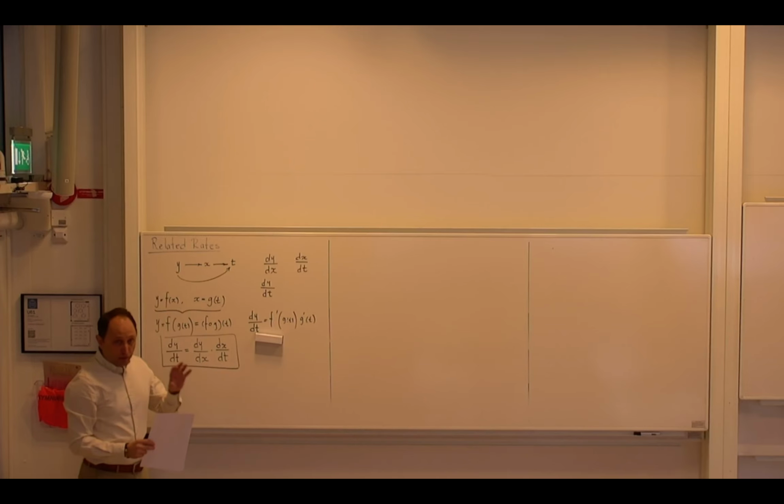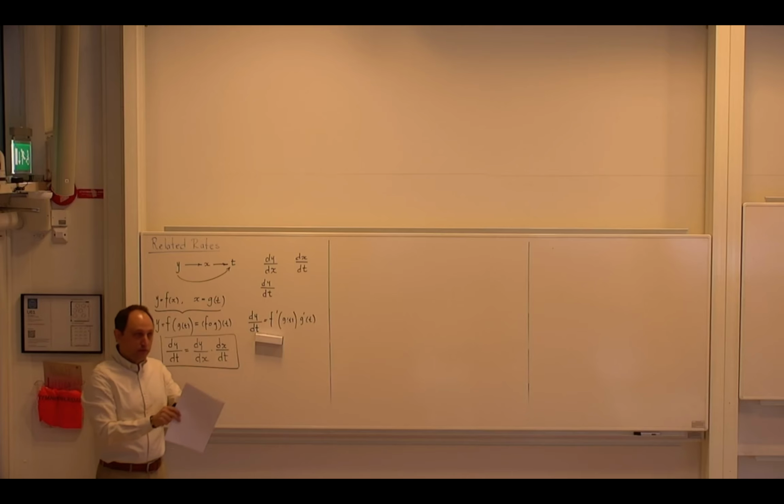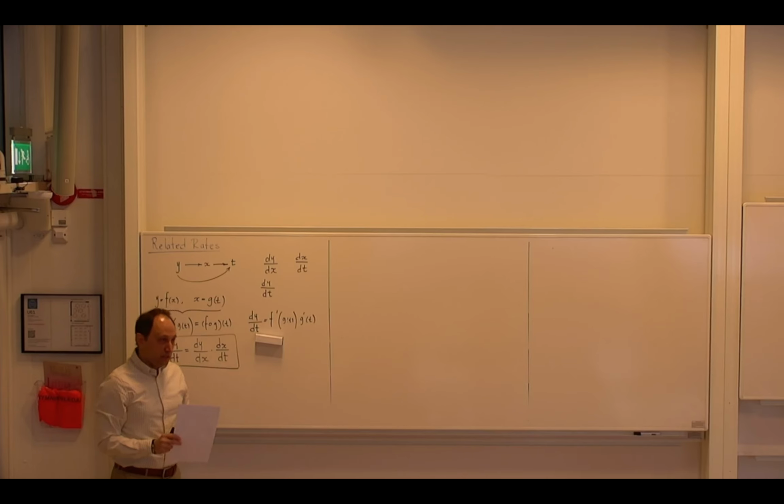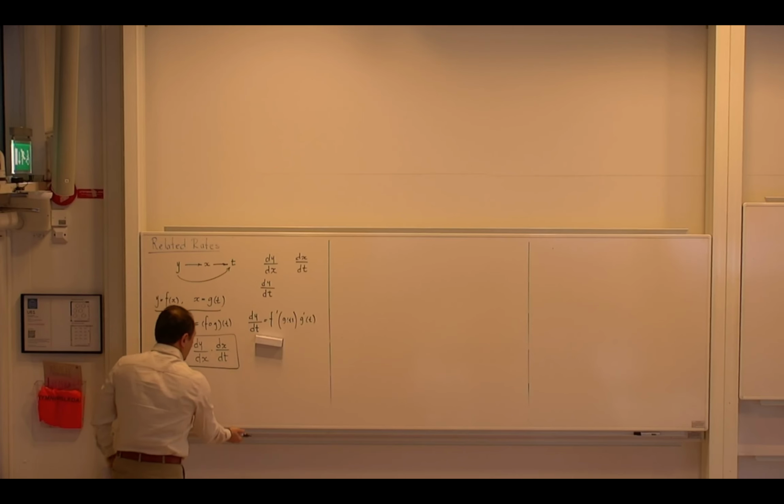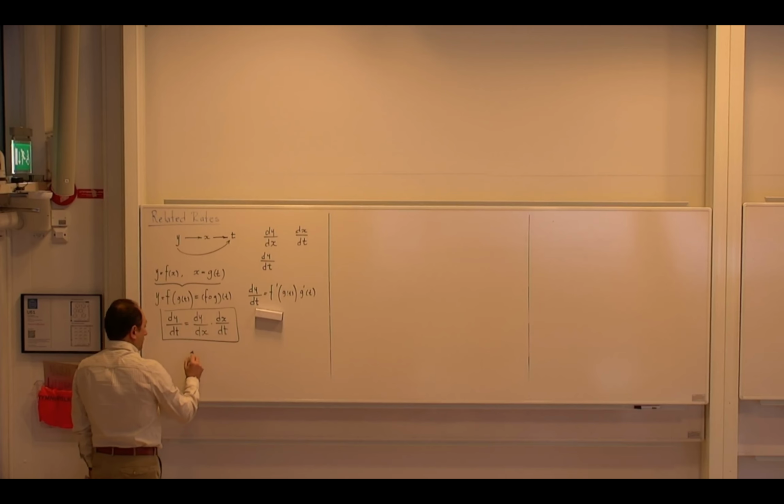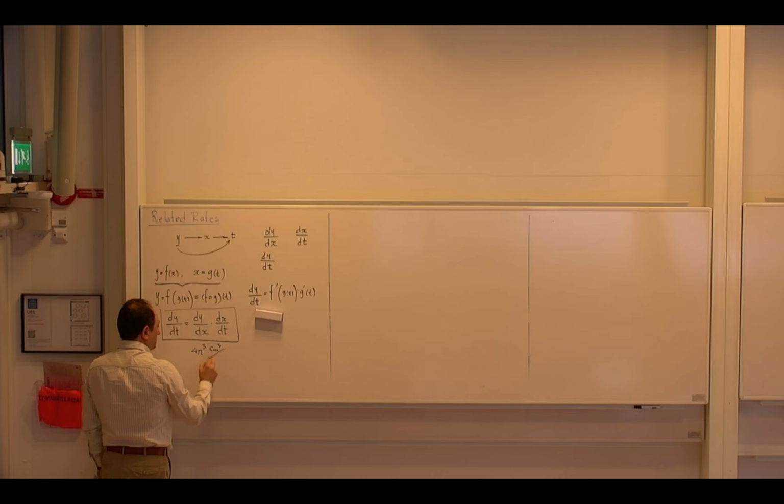I am pumping air into the balloon, so the volume of the balloon increases. And I know how fast the volume is increasing. It is mentioned in the problem that the volume increases at a constant rate of 4 pi cubic centimeters per minute. Okay, when you read this, what does it mean?